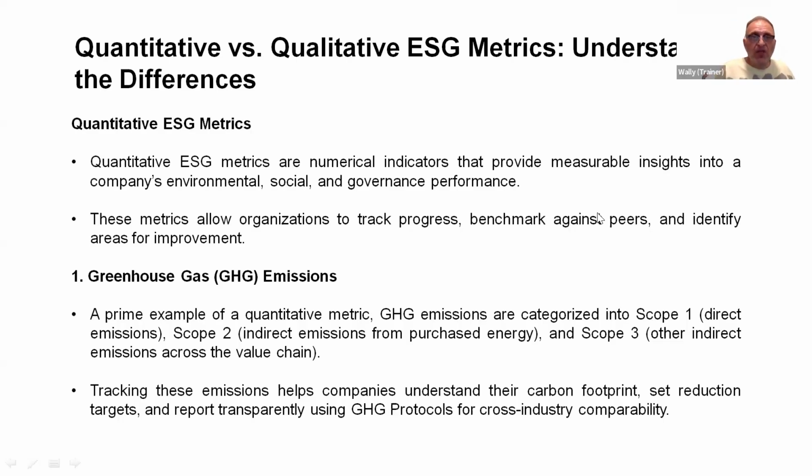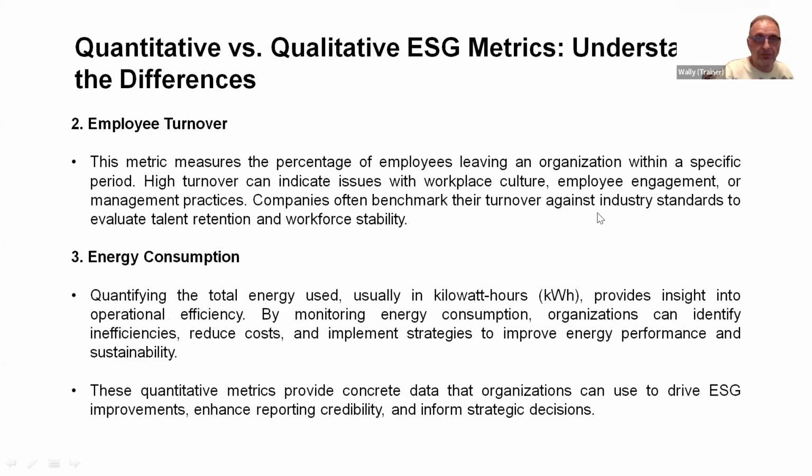degree of emissions. A prime example of a quantitative metric is GHG emissions, which are categorized into scope 1, direct emissions, scope 2, and other indirect emissions, scope 3. So that would be a quantitative metric. Tracking these emissions, knowing what level of emissions you have, helps the company understand their carbon footprint and set reduction targets and show the world that they are working towards meeting global protocols and they want to be at the right level of emissions with their competitors in their industry. Employee turnover is a quantitative metric. Energy consumption is a quantitative metric.